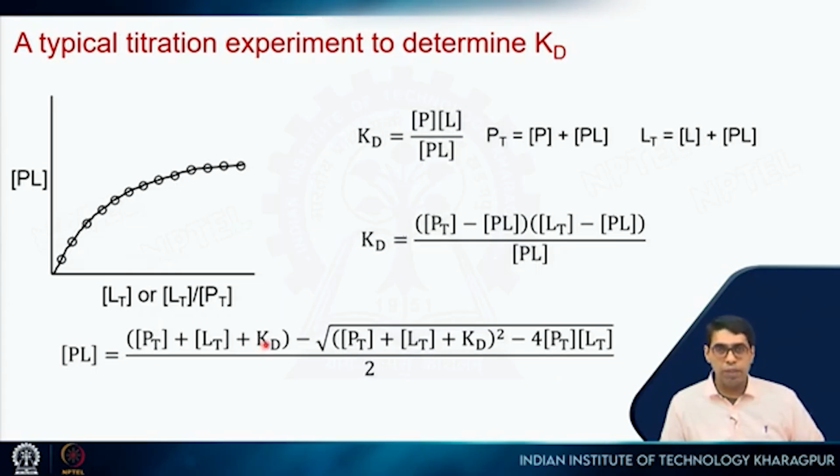So typically that is what is done, that this type of data will be numerically fitted to this equation, where PL is on the y-axis and P total and L total is something that you know. P total will be most probably constant, L total is something that you are increasing for each titration point, and then you fit for KD and you will get the KD value.